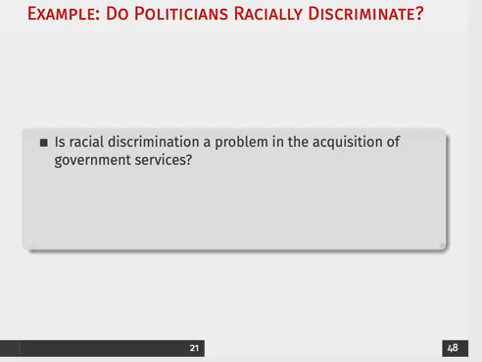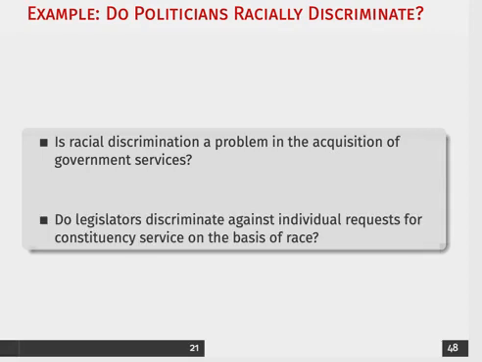To talk about and walk through how to compare two different groups and do a comparison of means to identify an average treatment effect, I want to walk through an example of whether or not politicians racially discriminate in the acquisition of government services. Another way of asking this is, do legislators discriminate against individual requests for constituency service based on the race of the individual who is asking for a service?